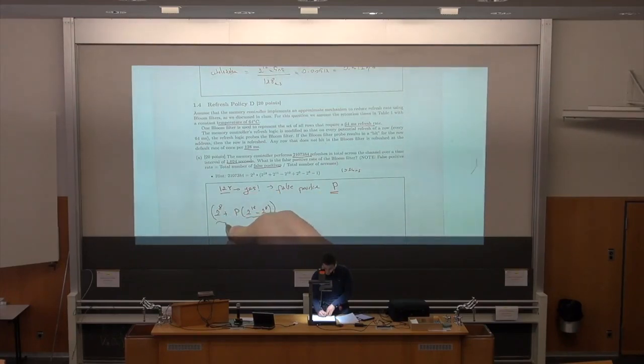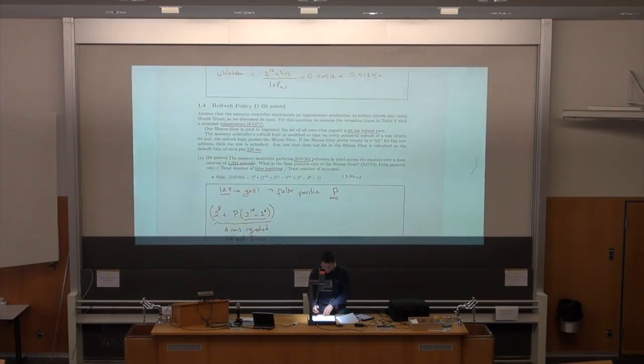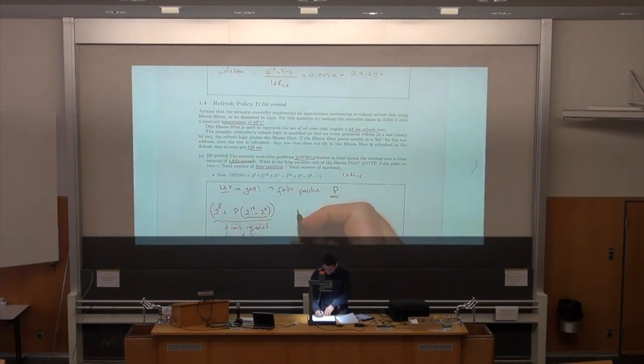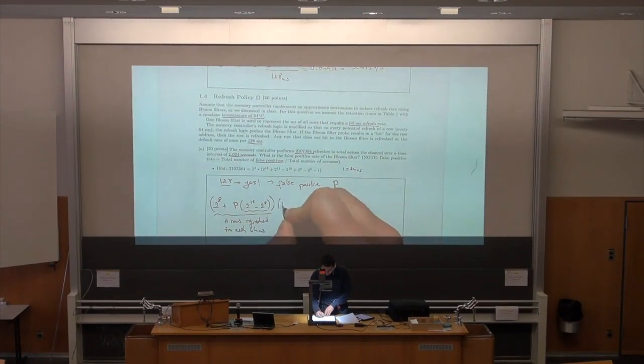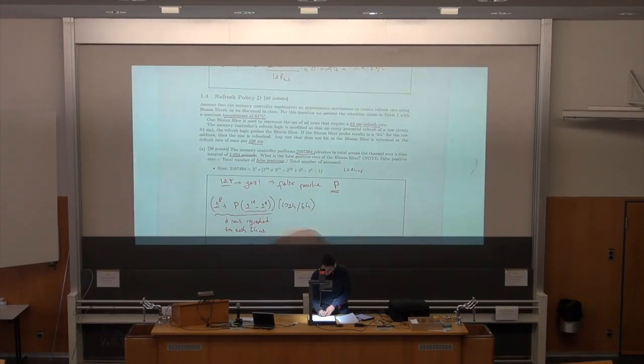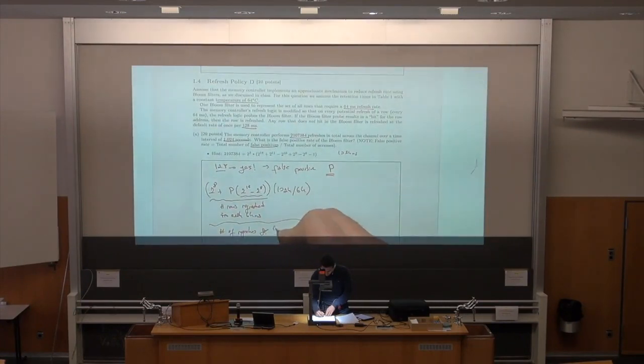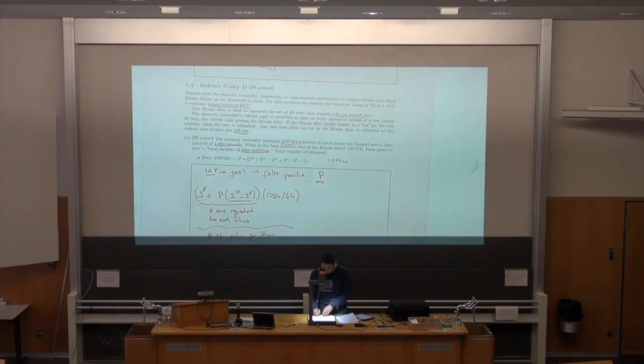Okay, so basically this is the number of rows refreshed in each, let's say, each 64 milliseconds, and this is our false rows. And how many times are those refreshed? So this is within that period. So this is basically the number of refreshes for 64 milliseconds, let's say.